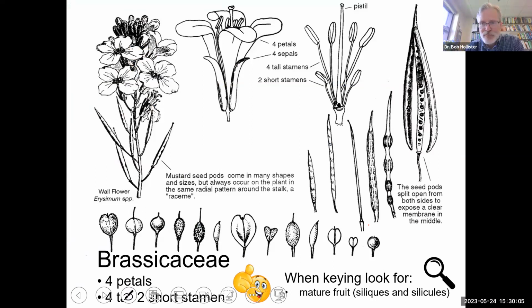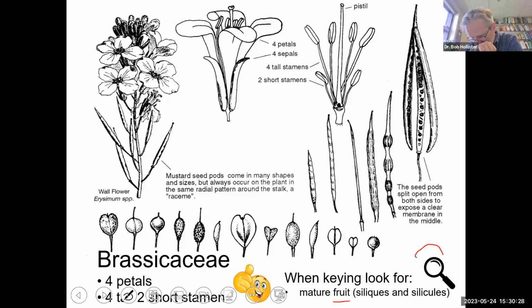Brassicaceae. Brassicaceae is a huge family, and they tend to be a lot of weeds. And they're really easy to know the family, harder to know the species. So again, here's my little thing. When you're keying them out, this is a weird one.